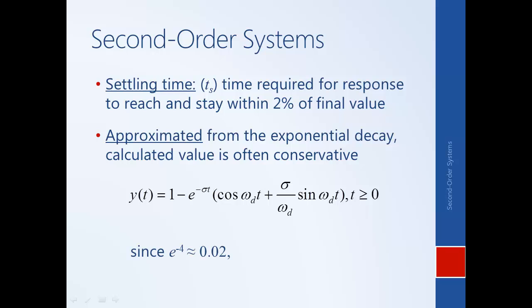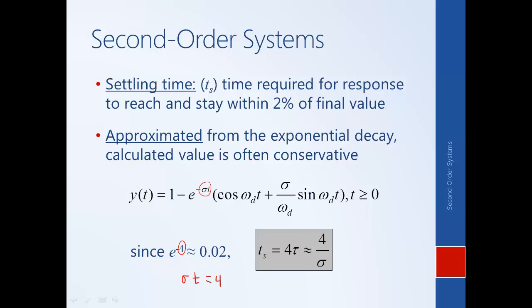Since e to the minus 4 is approximately 0.02, we can match these up. We can base the settling time on this. And so we can estimate settling time as 4 divided by sigma, or 4 divided by the real portion of the pole. When we had a first order system, the settling time was equal to 4 times the time constant, which is the same thing as 4 divided by the real part of the pole, because the pole for a first order system is 1 over tau.